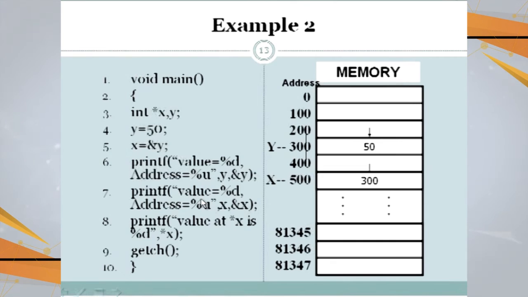In the next statement, we are displaying the address and value of x, that is basically a pointer variable. Value equals %d, it will display the value of x, and the value of x is 300, that is the address of y, and then the address of x is &x, that will display 500 or any address assigned to the pointer variable x. And then the statement at line number 8, value at *x is %d, it will display the value at the address held by x. Let us exercise this example through the computer screen.